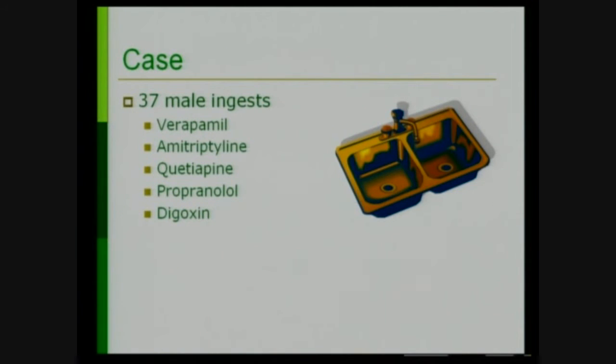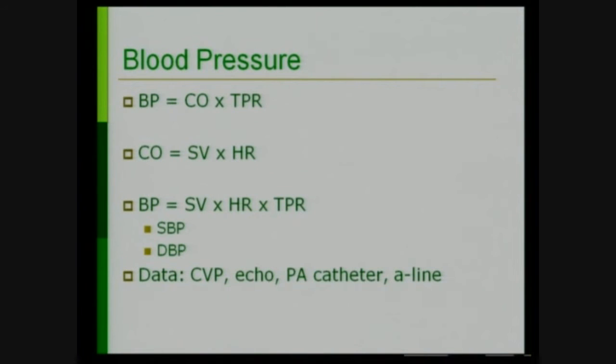So let's start. It may be a situation like this. A 37-year-old male, distraught, takes a week of his grandmother's pill minder, and it may be verapamil, amitriptyline, quetiapine, propranolol, and digoxin, right? So a nightmare case. And you may have seen something like this. I mean, these things really happen. So you're doing everything but the kitchen sink, maybe even the kitchen sink. So you're just doing whatever you can to make this patient survive.